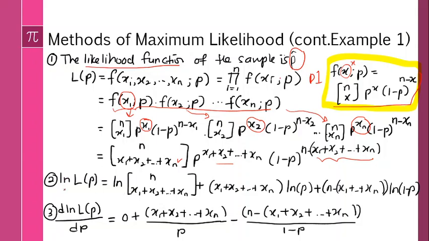The next step is to apply ln to the likelihood function of parameter p. So apply ln to this term and this. You will get the power, so you bring this down here, and we get ln p.